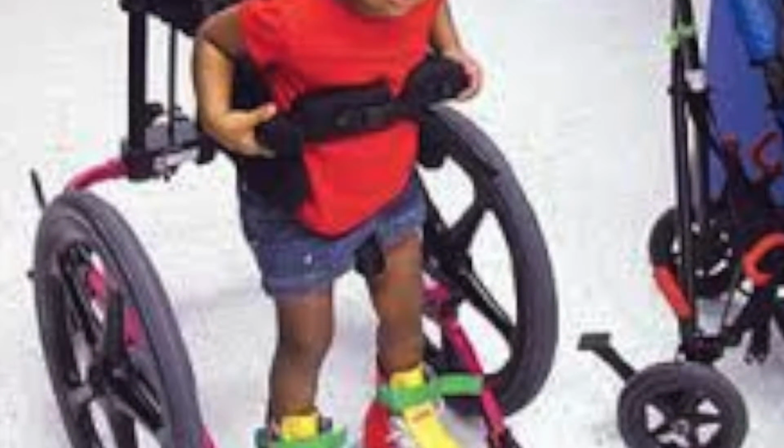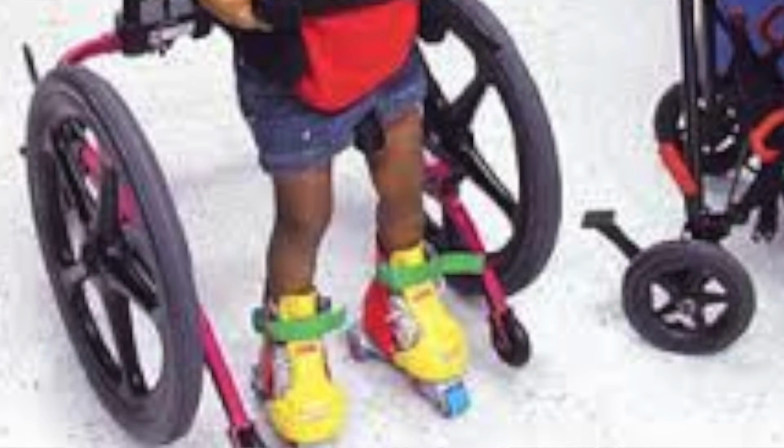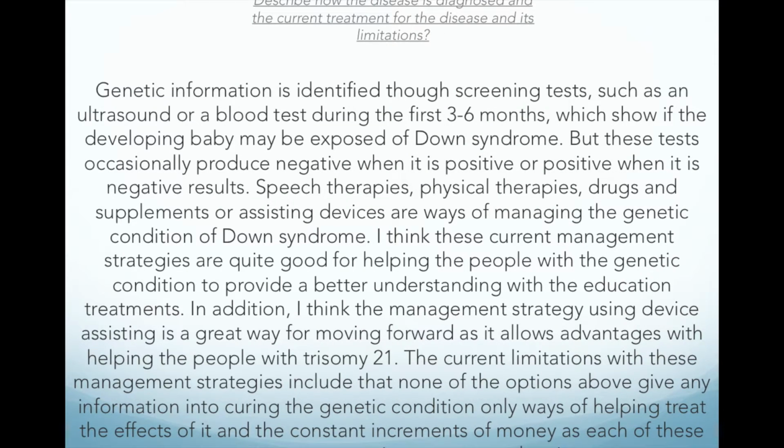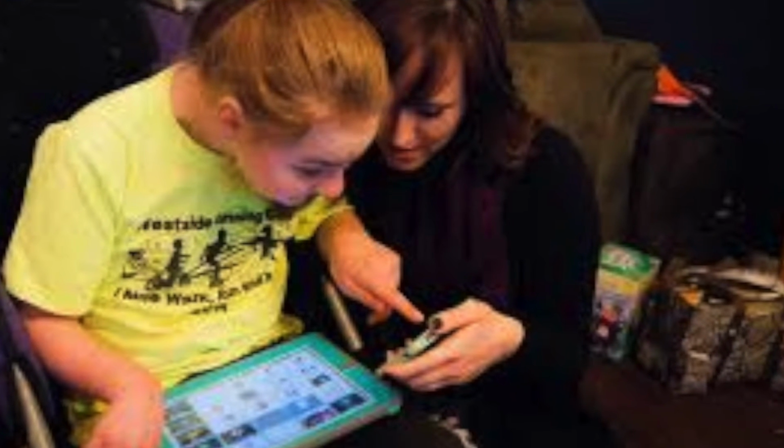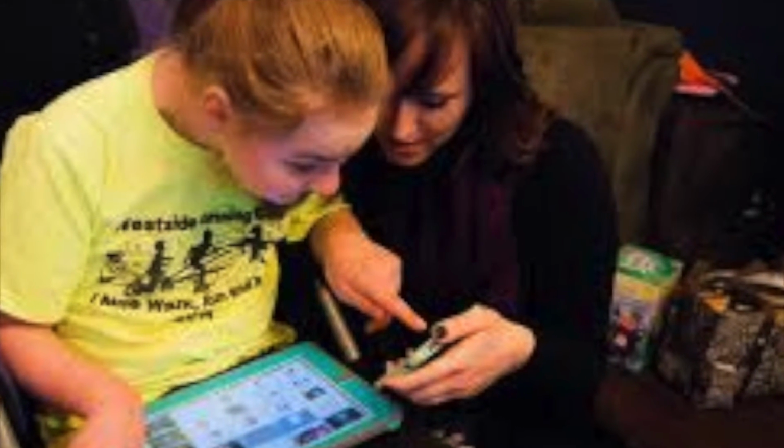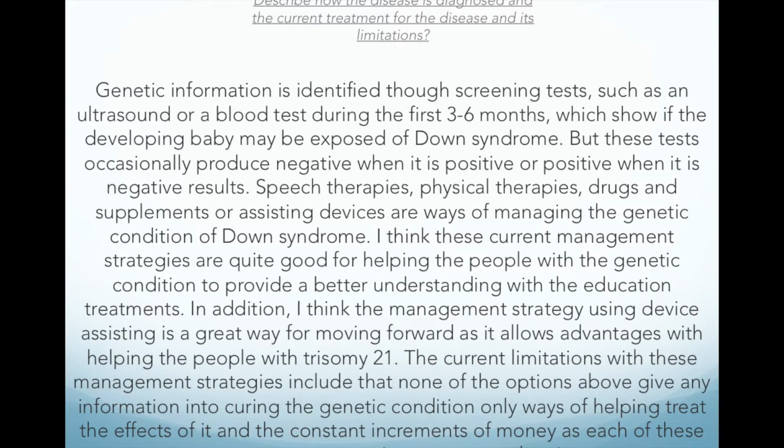I think that these current management strategies are quite good for helping people with the genetic condition to provide a better understanding with the educational treatments. In addition, I think that the management strategies using device assistance are a great way of moving forward, as they allow advantages in helping people with trisomy 21.